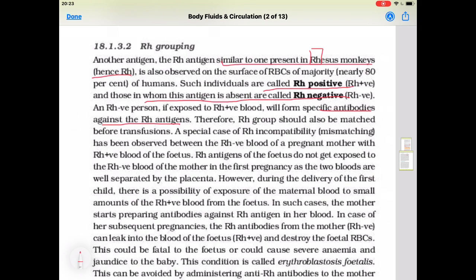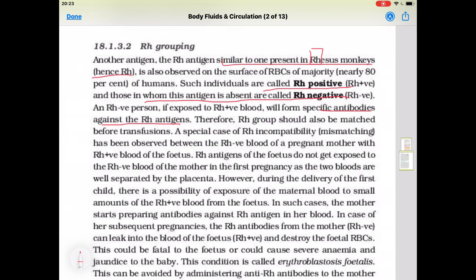When the next time again the transfusion is given or blood is transfused to that person, because in the Rh negative person already antibodies are ready, reaction will occur and coagulation or clumping can occur of the blood. So at that time even death can occur. Therefore, Rh group should also be matched before transfusions.